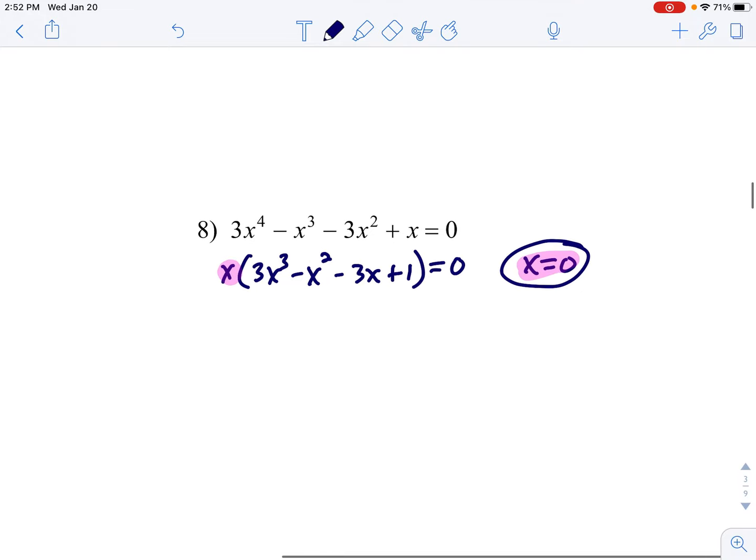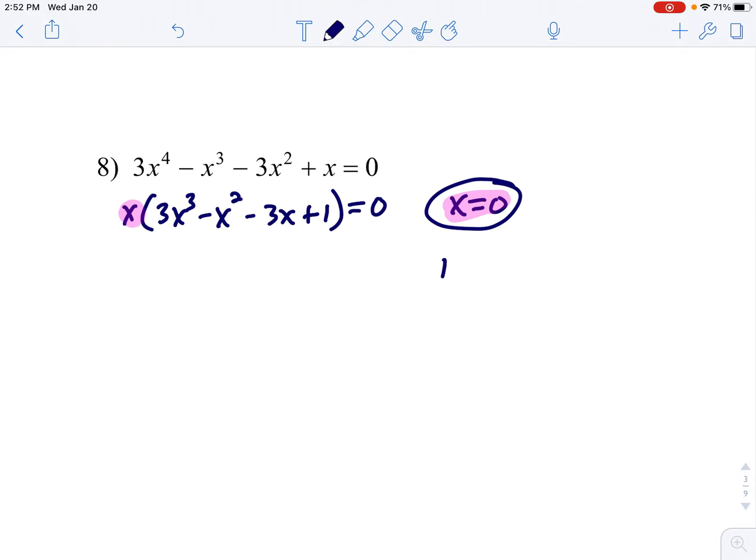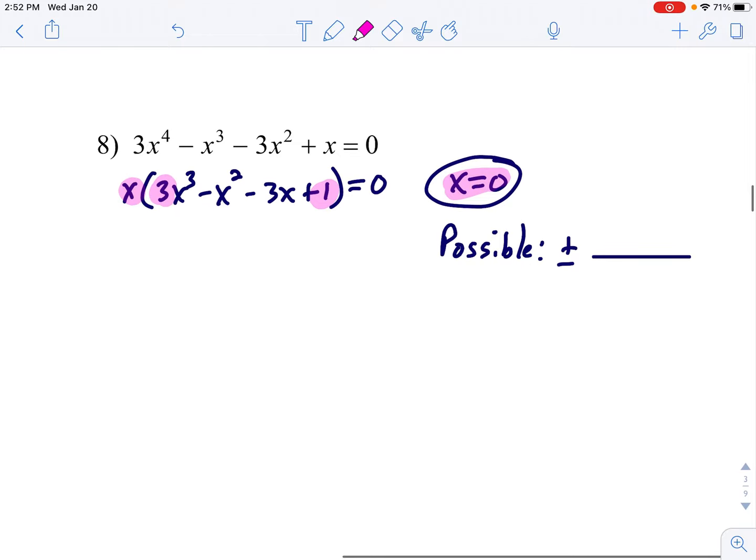To do the rest of the problem the way I've been explaining it, now we make our list of possible answers. Plus or minus last number over first number. Now, our last number is 1 and our first number is 3. Up here, there was no last number. It was a last variable, and you can't do that. It's got to be a constant. So factor out the x. That's one of our 4 answers.